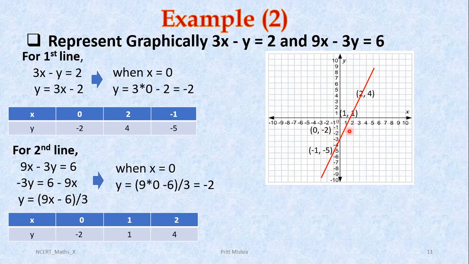Now we will plot points related with the second line. 0, minus 2, then 1, 1. 0, minus 2 is the common point here. You can see for both the lines. 1, 1 we are having for second line. So 1, 1 we are having here. Then 2, 4 again is a common point for these two lines.